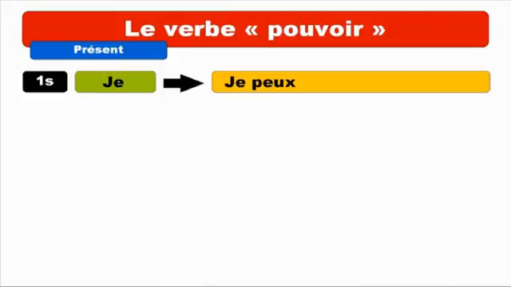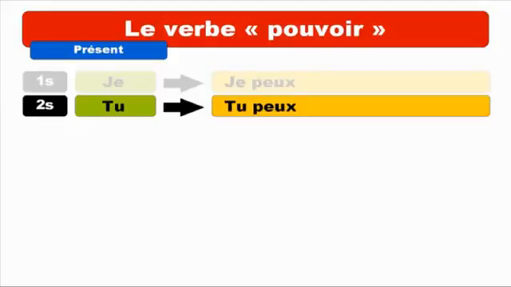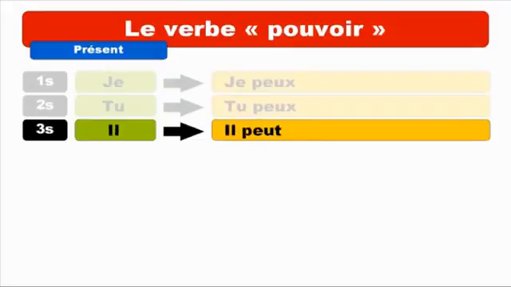For the first person, je, it's je peux. So actually you don't pronounce the final X. Second person, tu peux. You can see that it's exactly the same way of writing it and exactly the same way of pronouncing it. You don't pronounce the final X. So it's tu peux.